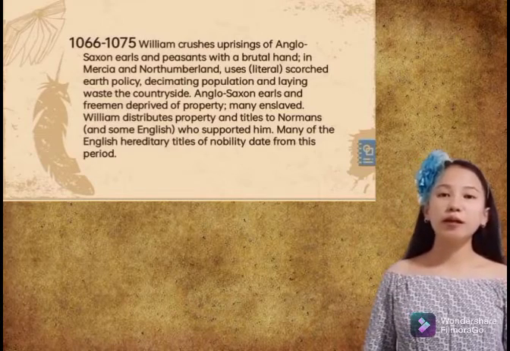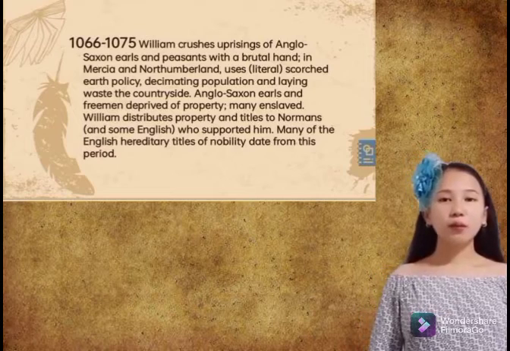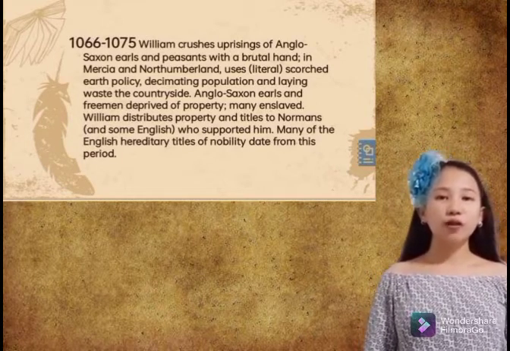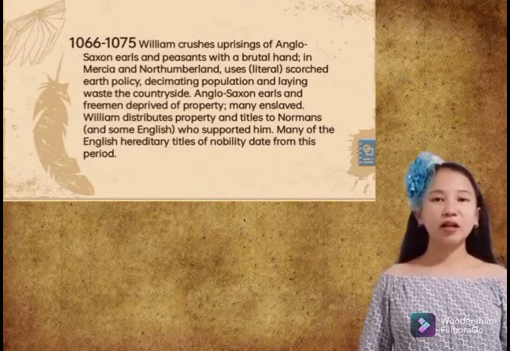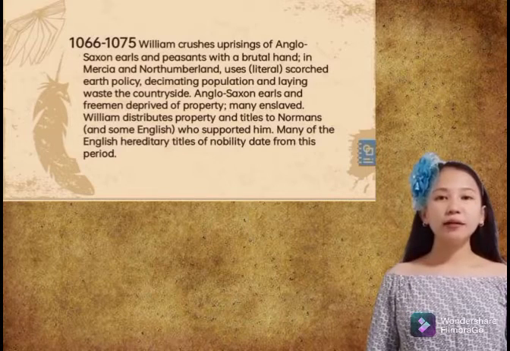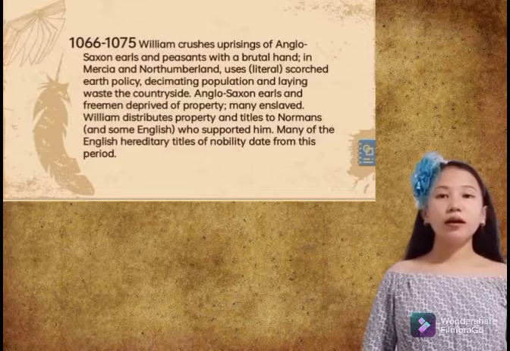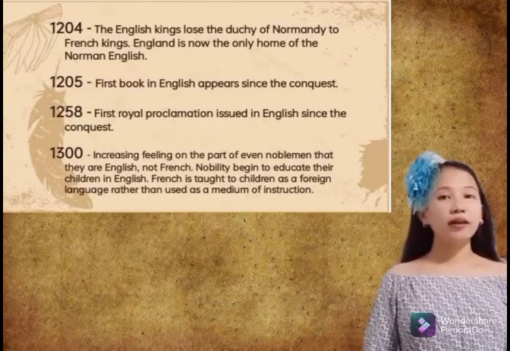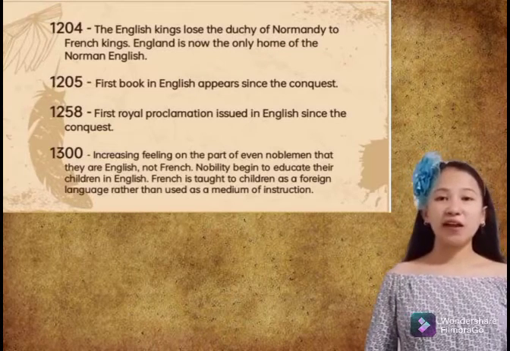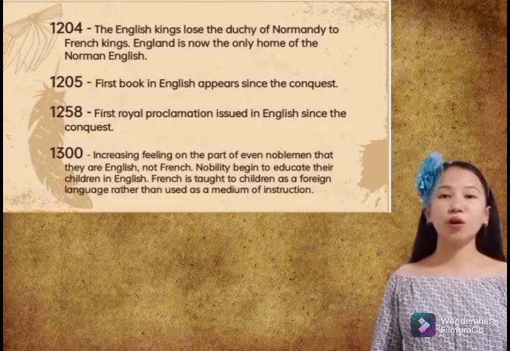Bilingualism gradually became more common, especially among those who dealt with both upper and lower classes. The growth of London as a commercial center draws many from the countryside, who can fill this socially intermediate role. In 1204, the English kings lost the Duchy of Normandy to the French kings. England is now the only home of the Norman English.